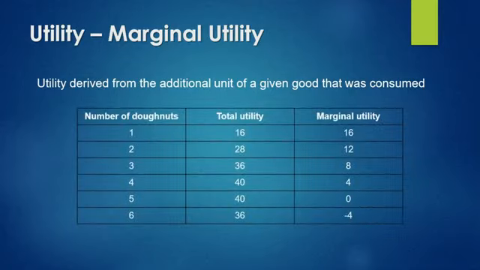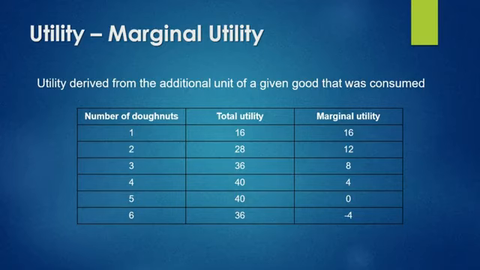So if we look at our table there, we've added the marginal utility column. So there we get a better idea of the amount of satisfaction that we receive after consuming more goods. So after the first one, we said that our total utility is 16, therefore our marginal utility is 16, because we cannot compare our first unit to anything else. Then we have our second donut. After eating our second donut, our total utility was at 28.